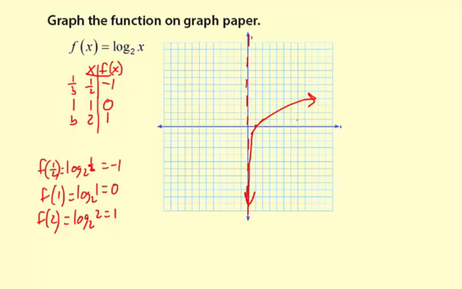Okay, so that's how you graph a logarithmic function. Use the inputs of 1 over the base, 1, and then the base, and then you find those outputs, plot those 3 points, use the asymptote, and draw your curve.